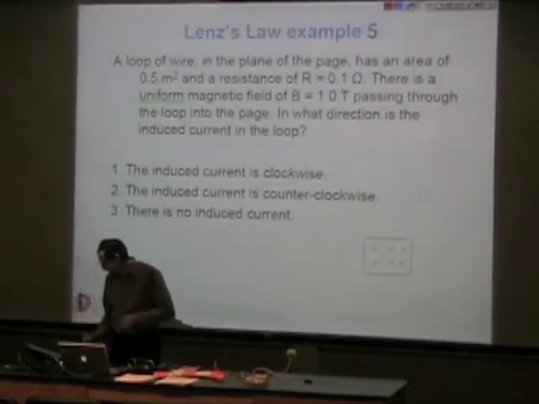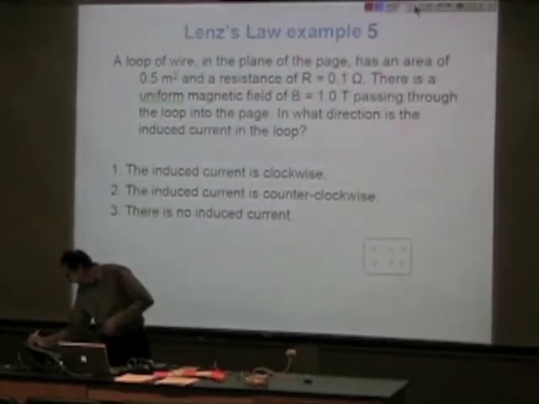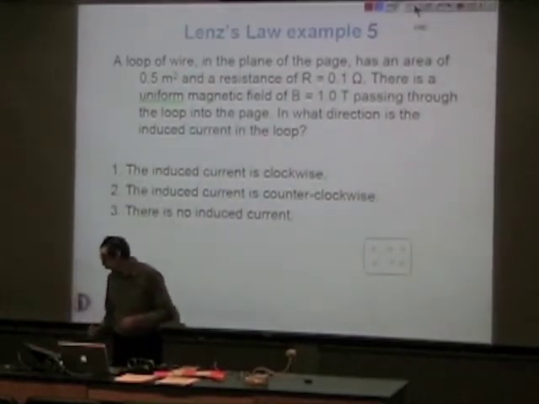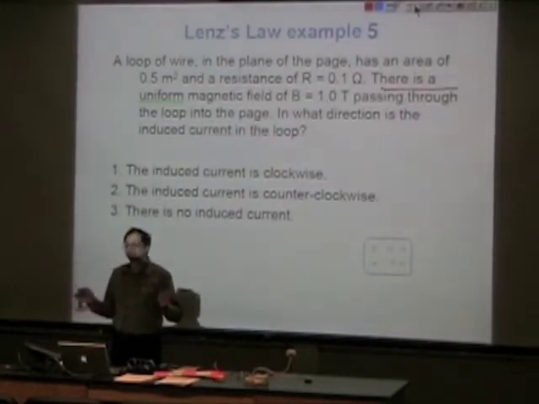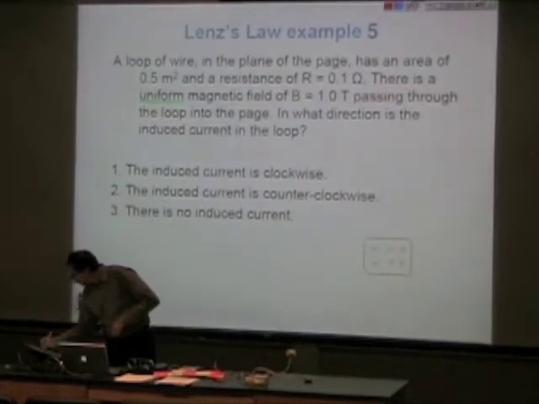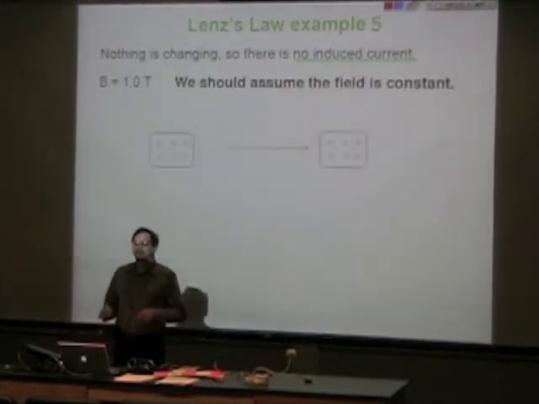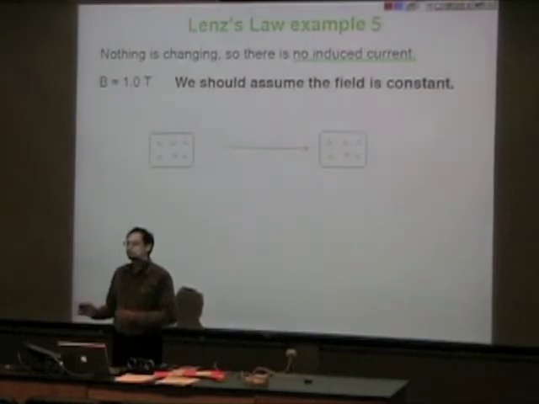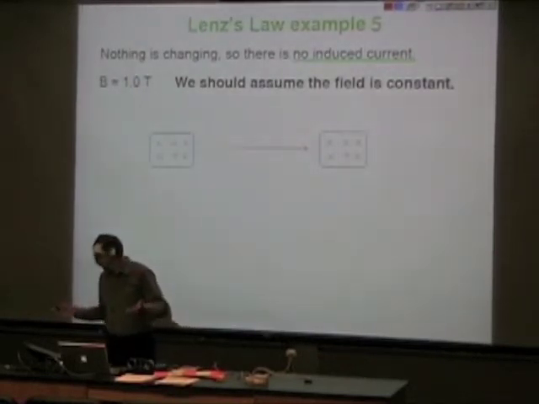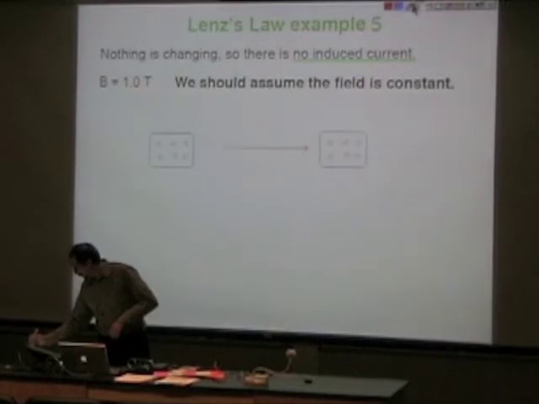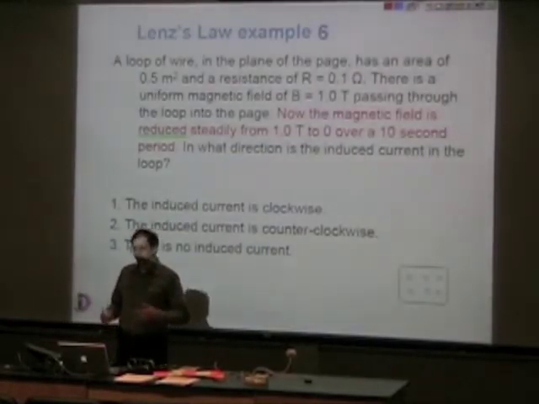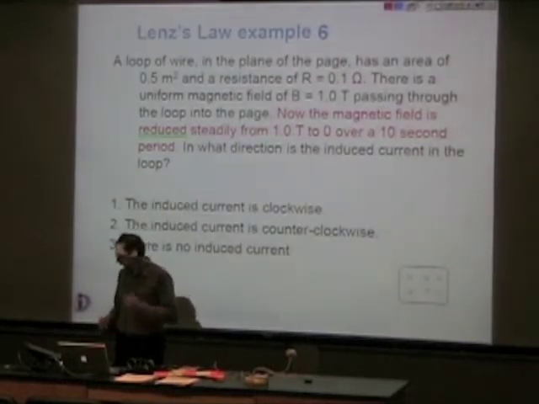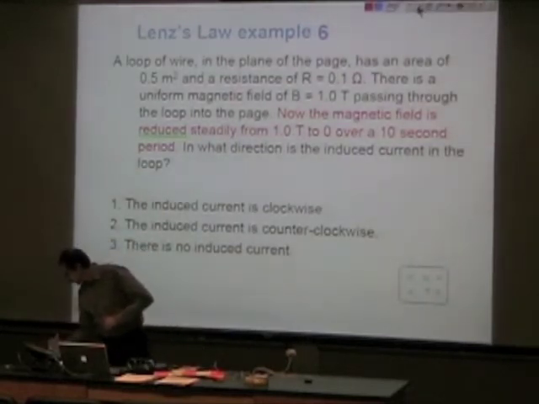So we know when we read a problem, we always have to look for the most important words. And in this situation, it says there is a loop, period. So the magnetic field is present but doesn't change. And nothing else changes. And if nothing else changes, there is no change, no induced current. Now we read it, and the magnetic field is reduced.